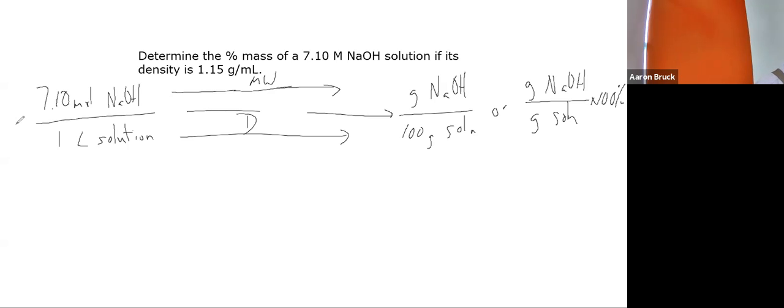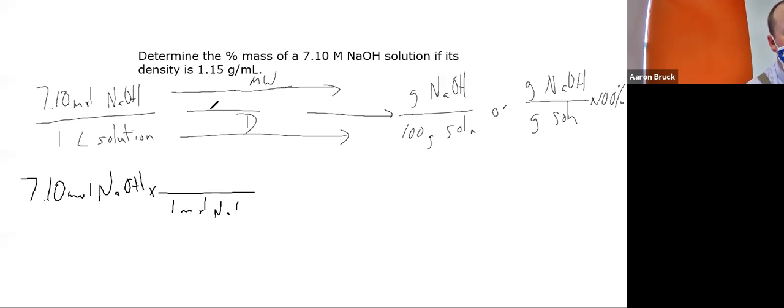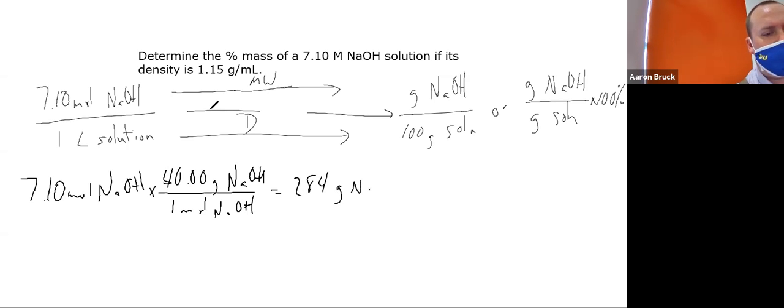So if we take it apart and put it back together, 7.10 moles of sodium hydroxide. 1 mole of sodium hydroxide is, what did we say in the last one? 40.00 grams. 7.1 times 40 is 284 grams of sodium hydroxide.